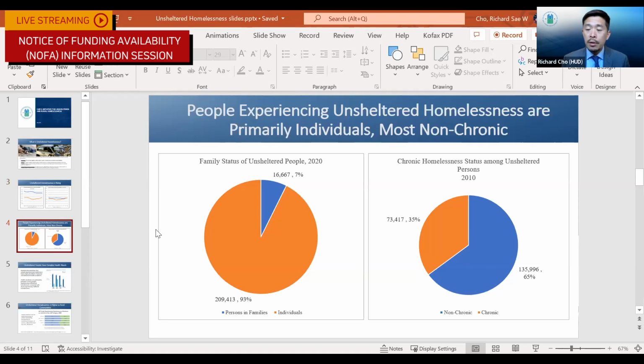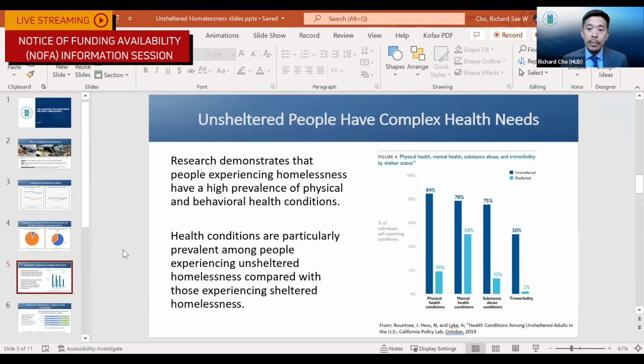We also know that a majority of people who are unsheltered, according to our data, are individuals. About 93% are individuals. Only 7% are families with children, but that's still quite a number of children on the streets. And then we see that the majority of people who are unsheltered don't meet the chronic homelessness status. A lot of efforts have been focused on chronic homelessness, so people who are unsheltered may or may not be assisted, according to that definition.